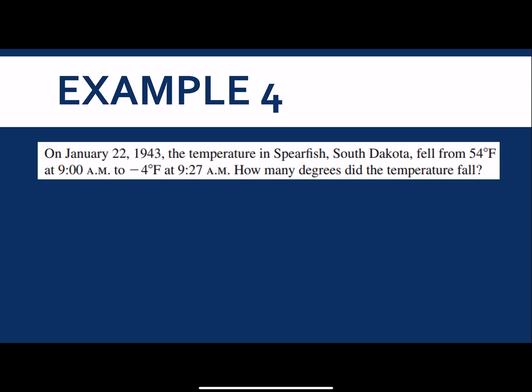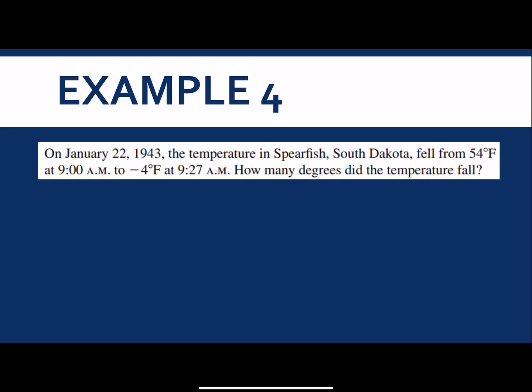Okay, example 4 says, on January 22nd, 1943, the temperature in Spearfish, South Dakota, fell from 54 degrees Fahrenheit at 9 a.m. to negative 4 degrees Fahrenheit at 9:27 a.m. How many degrees did the temperature fall? Now, let's think about what we have here. The date, no, not important.